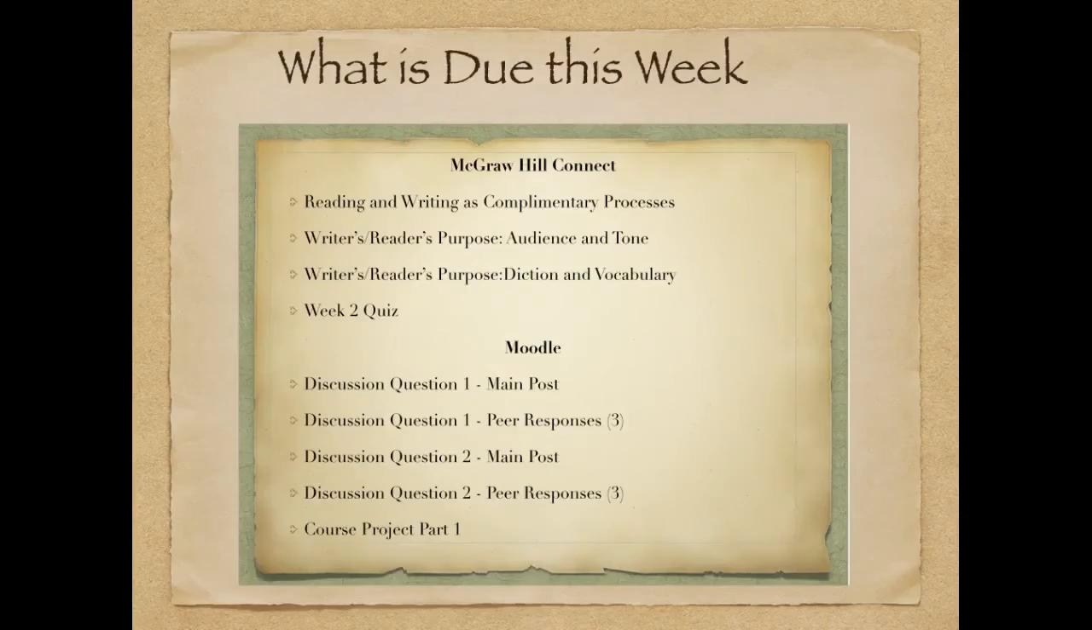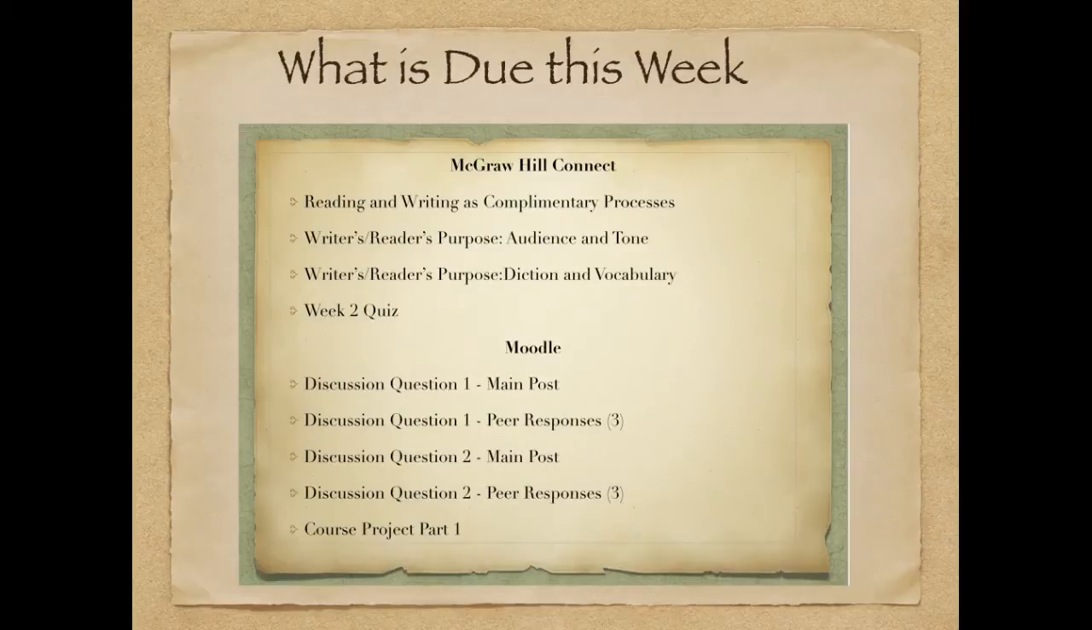Let's begin with what's due this week. With McGraw-Hill Connect, you have the reading and writing as complementary processes, writer's reader's purpose, audience and tone, writer's reader's purpose, diction and vocabulary, and your week 2 quiz.